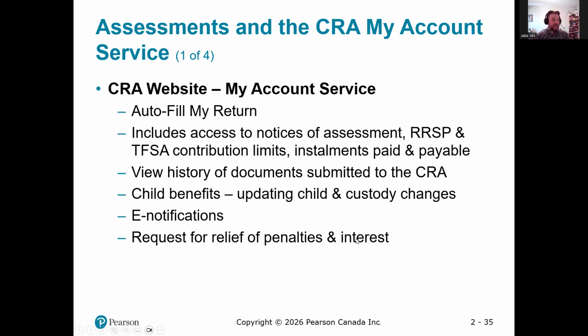And if you have penalties and interest, let's say you filed a return late, but there was a reason for it, like I got hit by a car, I missed the due date, you can send a request to say it was extenuating circumstances that kept me from filing. Please forgive me. And they might remove the penalties and interest, as acknowledgement of your situation.